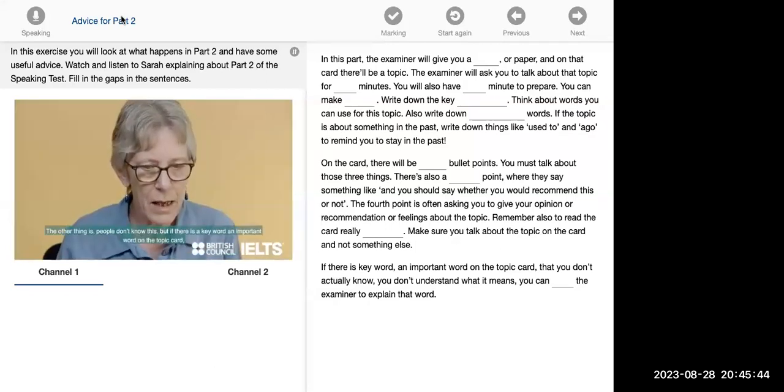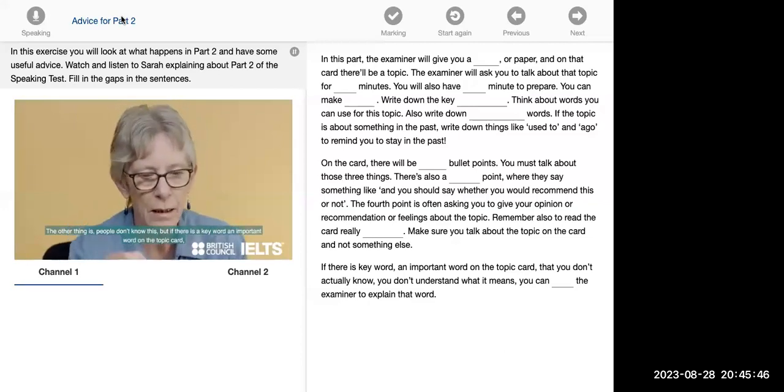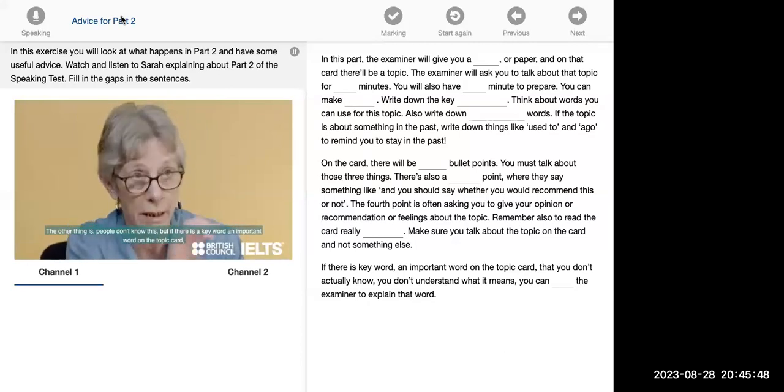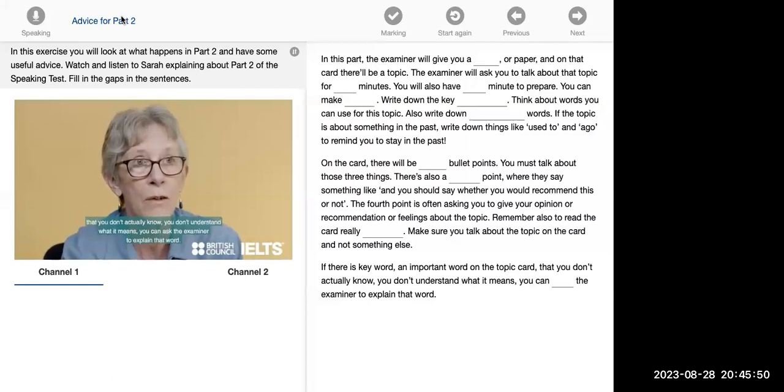The other thing is, people don't know this, but if there is a keyword, an important word on the topic card that you don't actually know, you don't understand what it means, you can ask the examiner to explain that word.